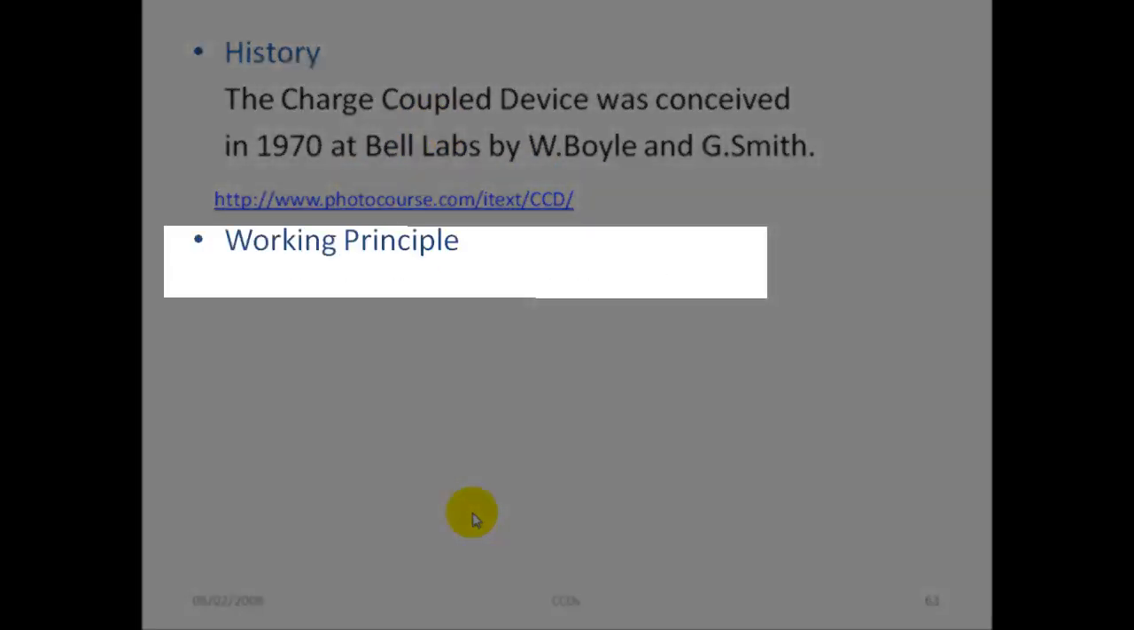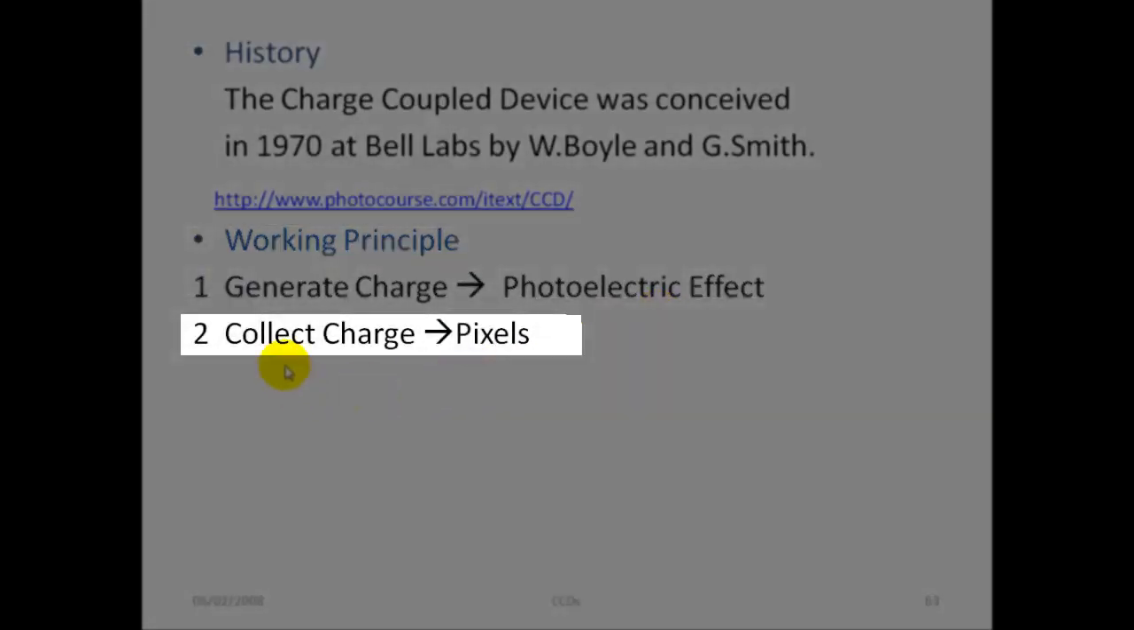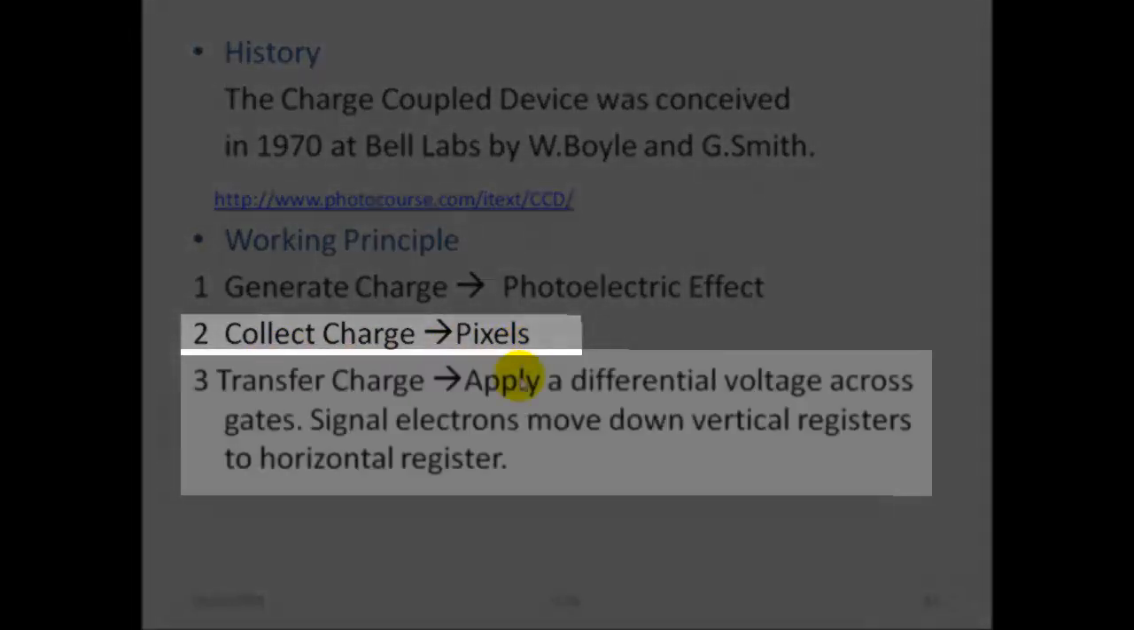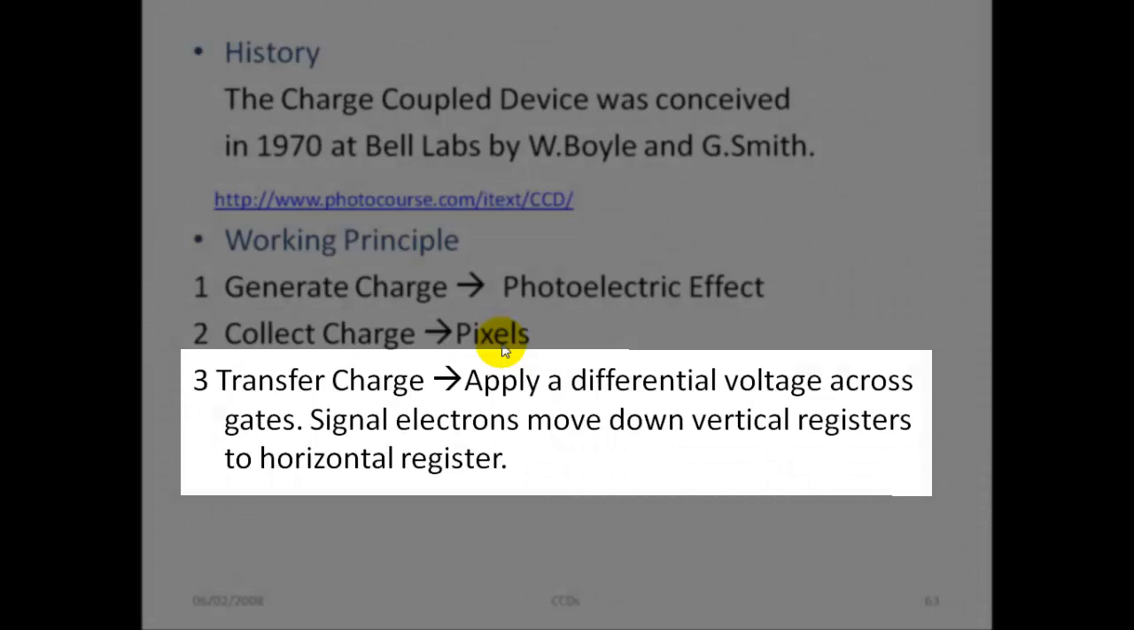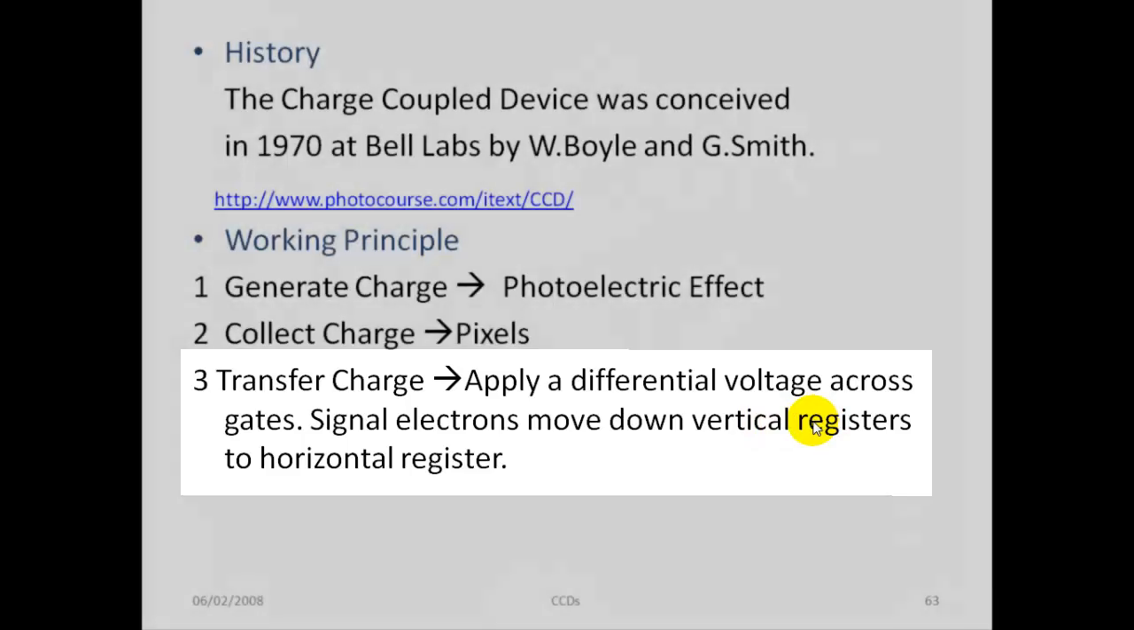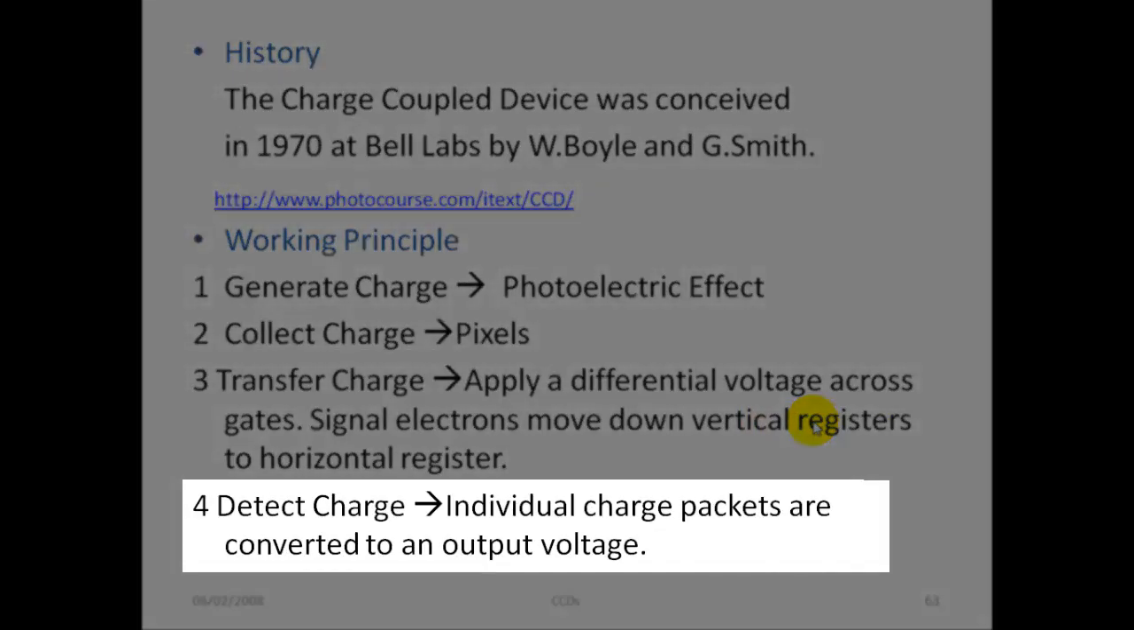Summary. Charge is generated by the photoelectric effect. This charge is collected on the pixels. Then the packets of charge from each pixel are moved downwards on these vertical registers to the horizontal register. Then from the horizontal register, these packets of charge are measured by a voltmeter and converted to an output voltage, which is digitized.